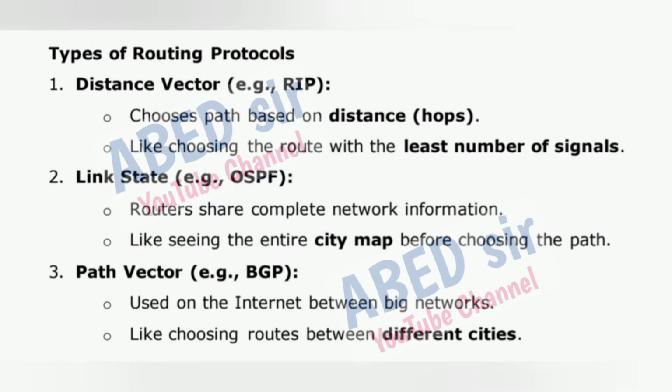Types of routing protocols. 1. Distance vector, example RIP. Chooses path based on distance, hops. Like choosing the route with the least number of signals. 2. Link state, example OSPF. Routers share complete network information. Like seeing the entire city map before choosing the path. 3. Path vector, example BGP. Used on the Internet between big networks. Like choosing routes between different cities.